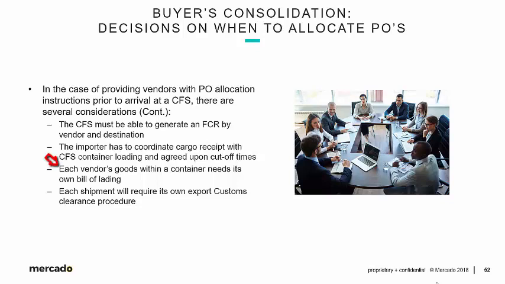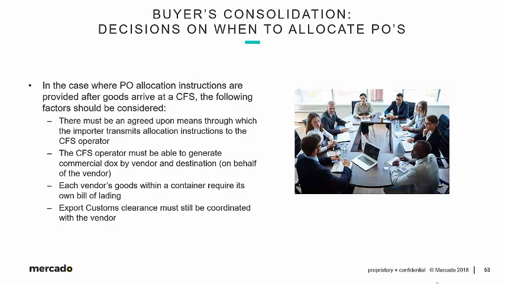Each vendor's goods within a container needs its own bill of lading, its own house ocean bill of lading, and each shipment will require its own export customs clearance procedure. Some pretty complicated stuff from a coordination perspective. Buyer's consol can work really well. As we can see, the level of detail is what's going to drive the success of that program.